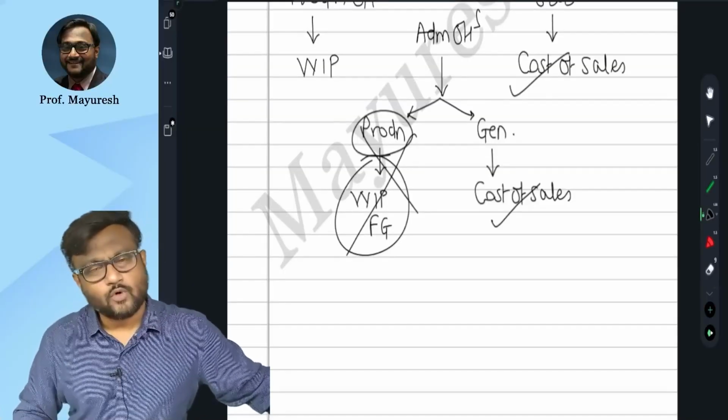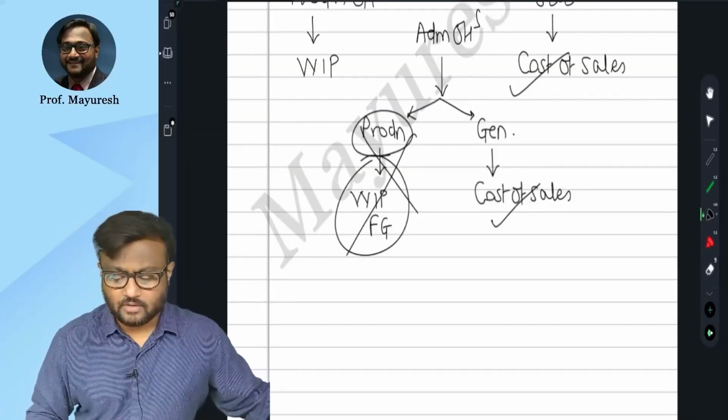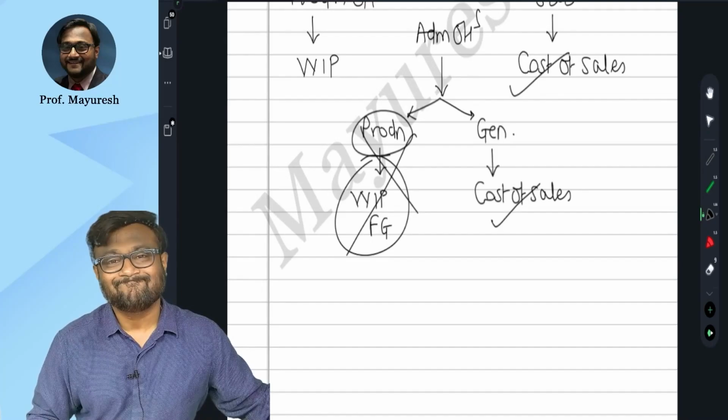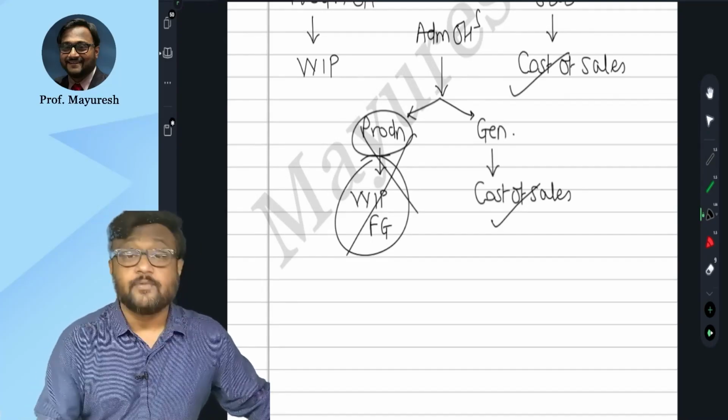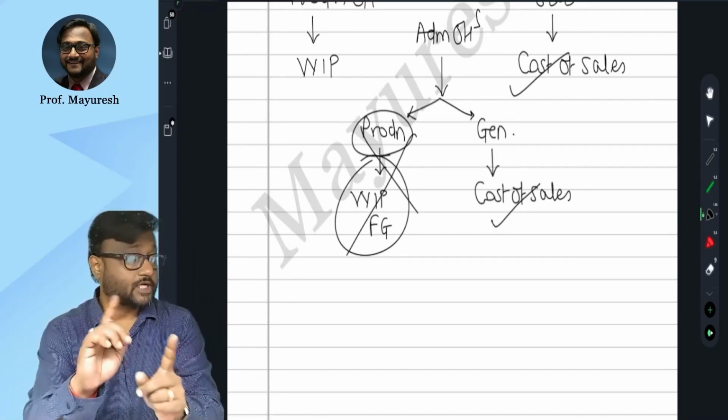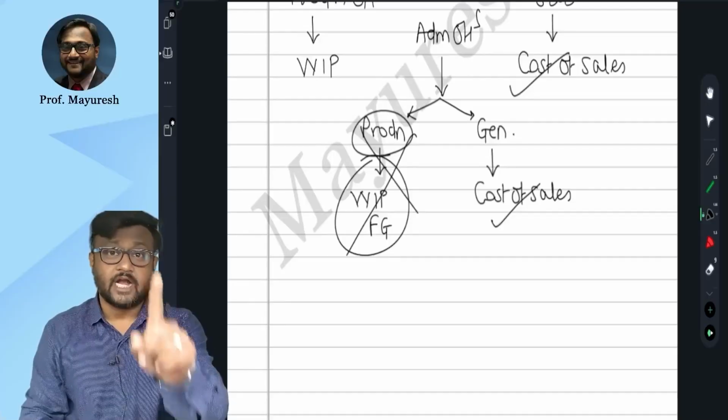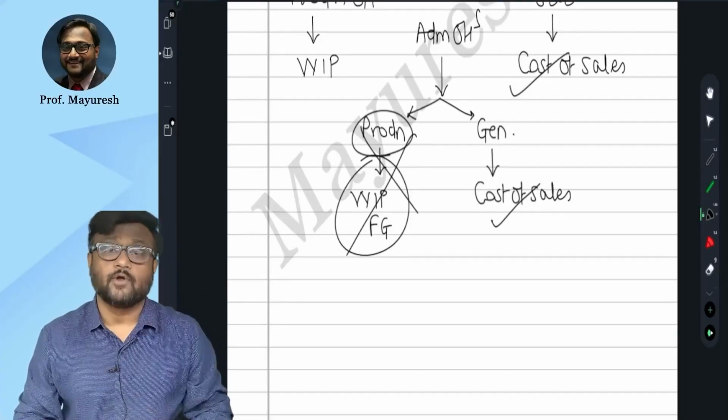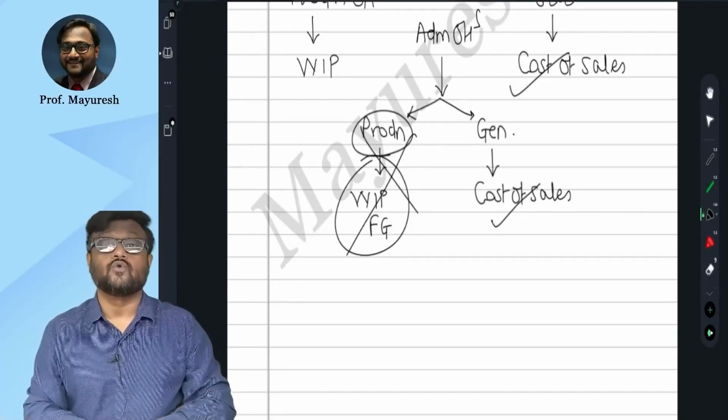They don't ask only, so the confusion won't arise. But ideally, if admin is split into two parts, related to production and general admin, then admin related to production must go to WIP and general admin must go to cost of sales.